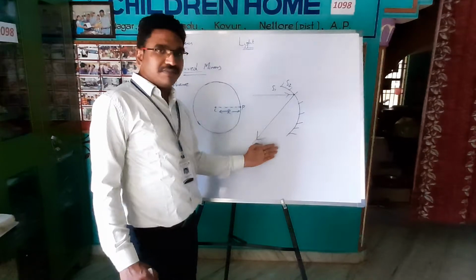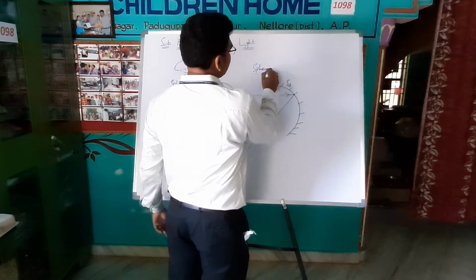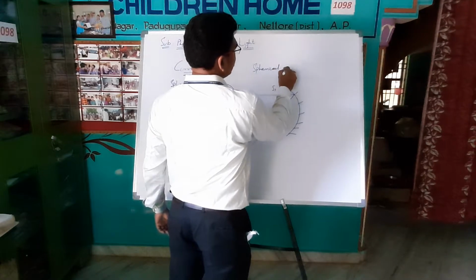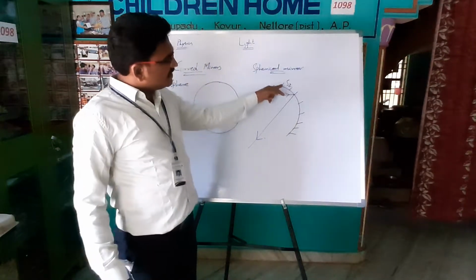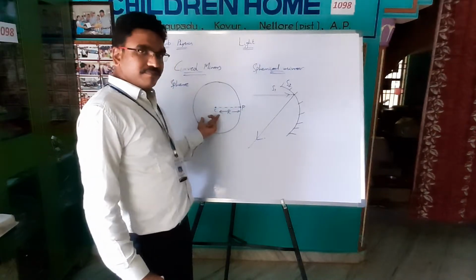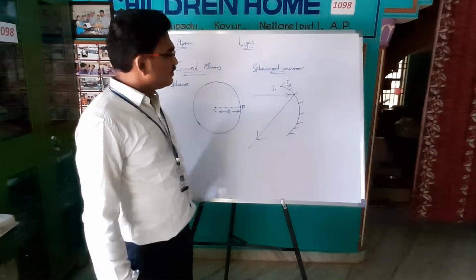I can call it a mirror. Now what mirror is it? It is nothing but a spherical mirror. It is nothing but a curved mirror. Okay, why am I calling it a spherical mirror? Because this is a part of the sphere. From where I have taken, this is a part of the sphere. So it is nothing but a spherical mirror.